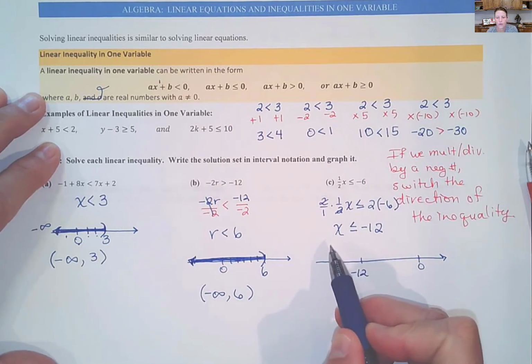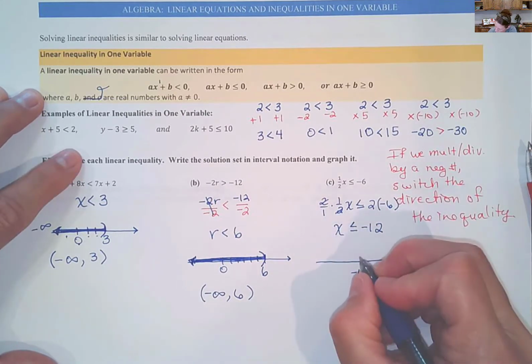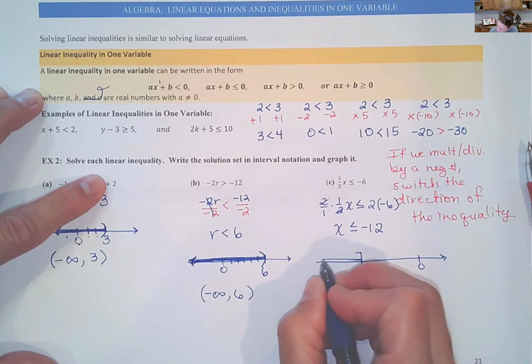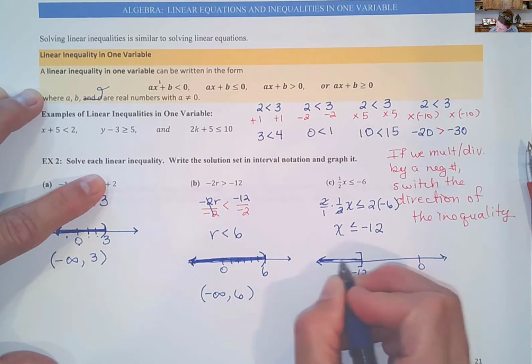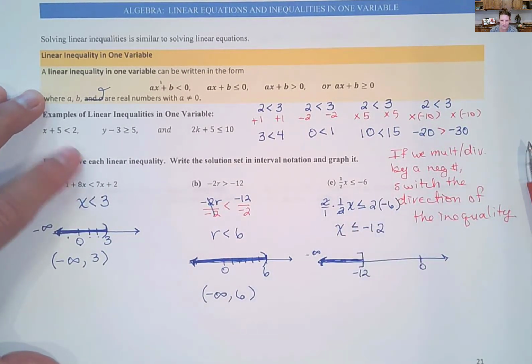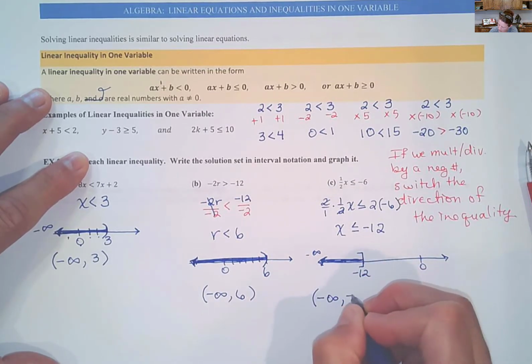We're going to graph all numbers less than or equal to. Bracket because of the equal to part. And less than are all of these values to the left toward or in the direction of negative infinity. In interval form, negative infinity to negative 12.